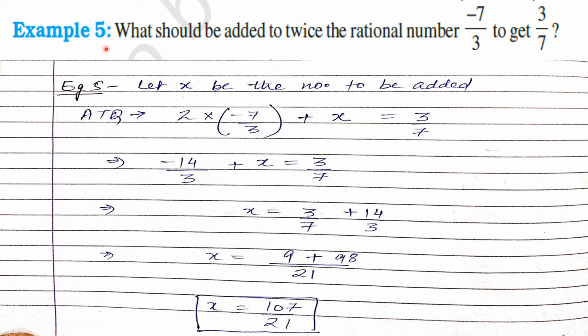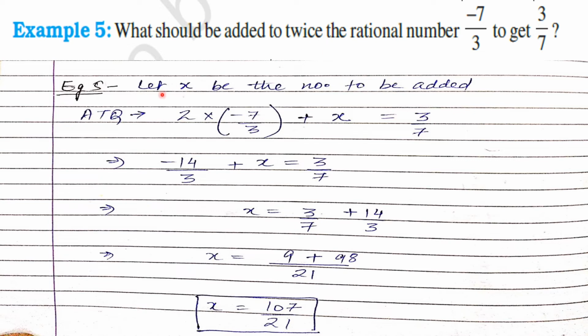Example number 5. What should be added to twice the rational number minus 7 by 3 to get 3 by 7? Again, read. What should be added to twice the rational number minus 7 by 3? So we want to find a number which should be added to twice this number so that we get 3 upon 7. Before doing anything, first write the general equation, then only solve it.